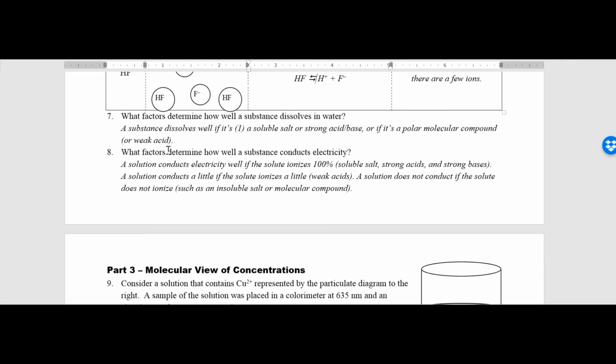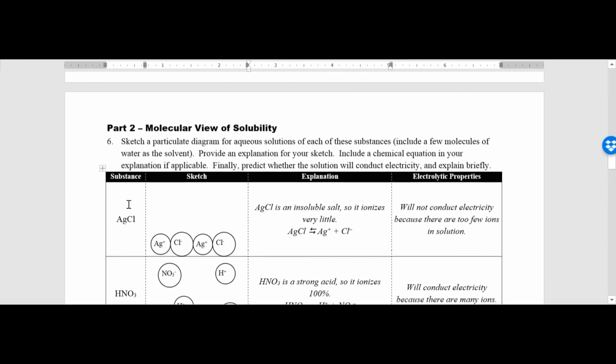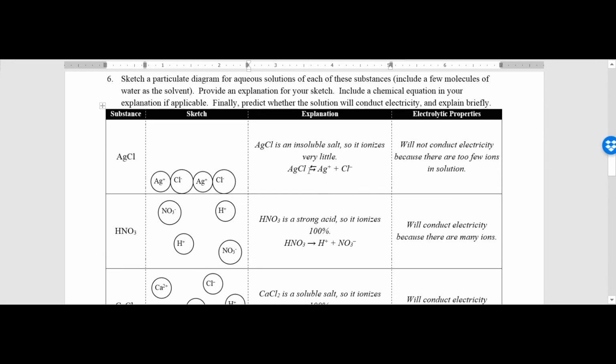It doesn't necessarily dissolve, but it's miscible. And a weak acid will dissolve a tiny, tiny bit. Insoluble salts don't really dissolve very much. Going back really quick to AgCl, we write the equation as if they dissolve, but in reality they don't really dissolve, which is why in our sketch we drew them together.